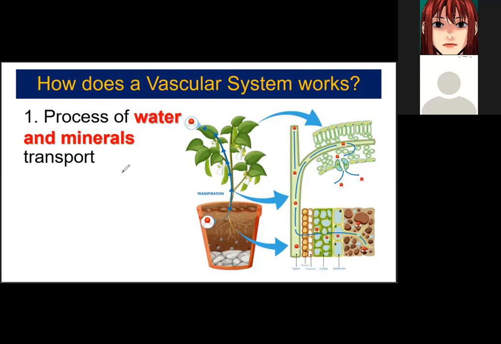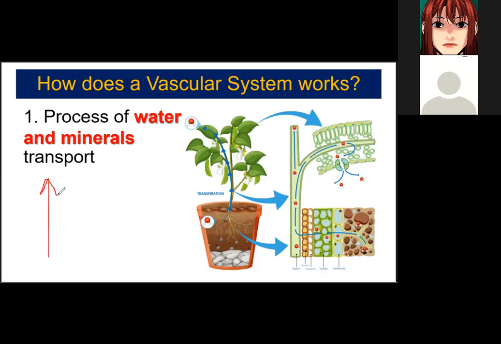Is it the work of the xylem or the phloem, Chinjang? Water and mineral. Xylem. Xylem, that is correct. Very good. So the process of water and mineral transport is the work of the xylem. It is the job of the xylem. That is correct. And the arrow means that it is going upward.